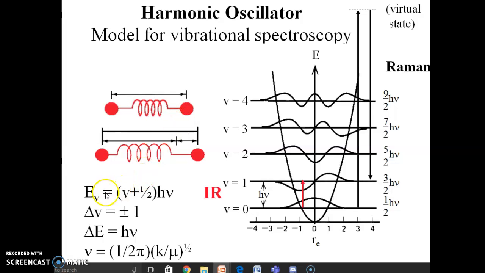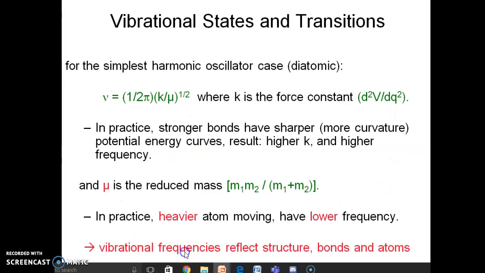According to the Schrödinger equation, E_v is equal to (v plus half) h nu, where delta v is equal to plus or minus 1. Delta E is equal to h nu according to Planck's equation. Therefore, nu is equal to 1 over 2 pi times (K upon mu) raised to half. This is the simplest form for a harmonic oscillator diatomic molecule, where K is called the force constant.